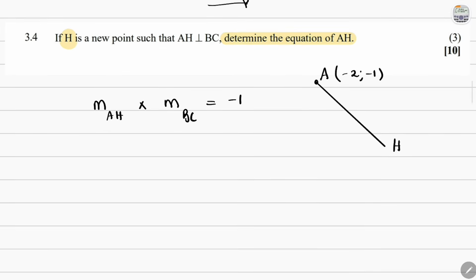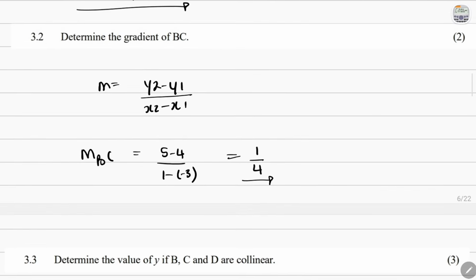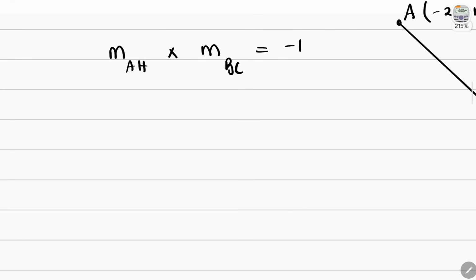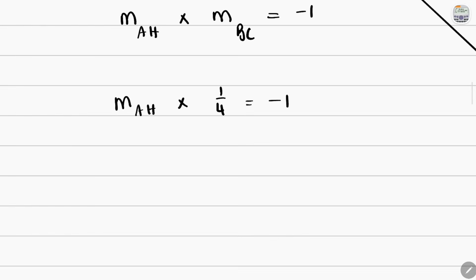And we're just going to do this. So what is the gradient of BC? Did we at any point find this? Yes, we did. It's 1/4. So to find this, we say the gradient of AH multiplied by 1/4 is equal to -1. And so to finally find this, you can divide both sides by 1/4 since it was multiplying AH, or you can multiply both sides by 4. That way it will get rid of the 4 as a denominator. So we just have m of AH, the gradient of AH, equals, we multiply by 4 here, -4.